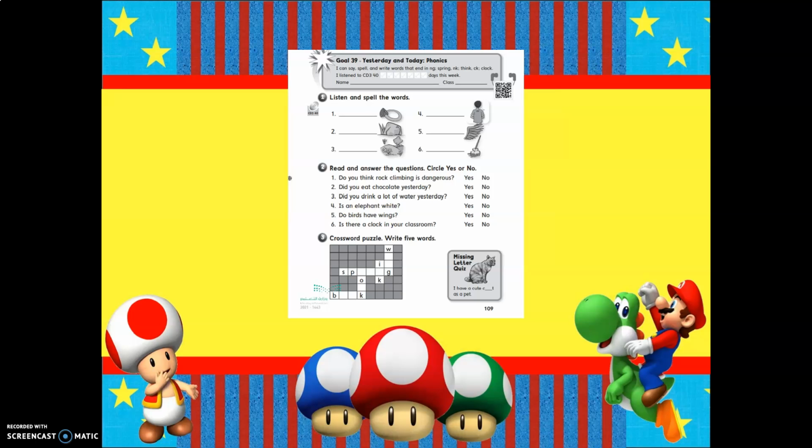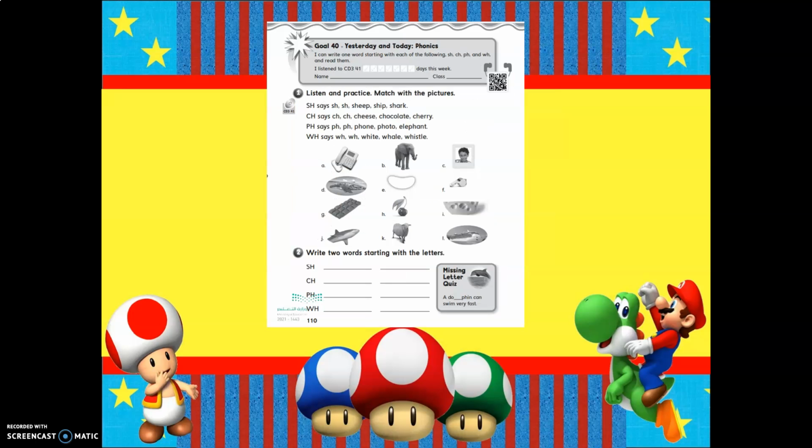So, read and answer the questions. Circle yes or no. Here, SH says sheep, ship, shark. You can do this exercise by yourself, girls. Write 2 words starting with the letters SH, CH, PH, WH by yourself. You can do it by yourself, girls.